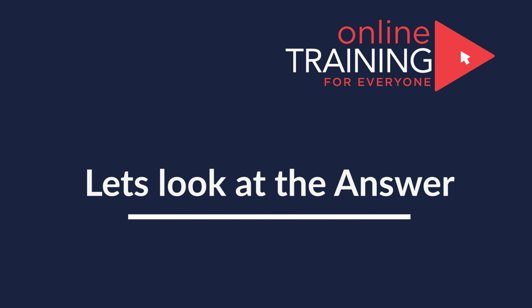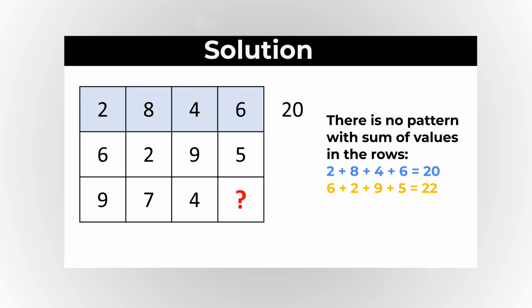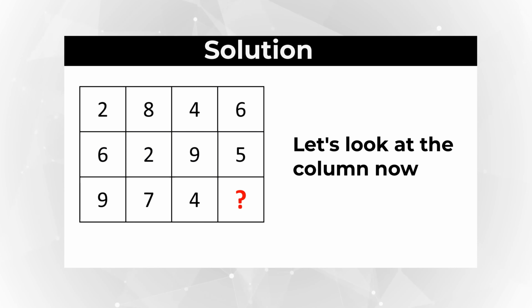To solve these types of challenges, I always try to look for patterns. Let's calculate the sum of values for the first row. 2 plus 8 plus 4 plus 6 equals 20. For the second row, 6 plus 2 plus 9 plus 5 equals 22. I don't think there is a pattern here. So let's look at the columns and try to calculate the sum of the columns.